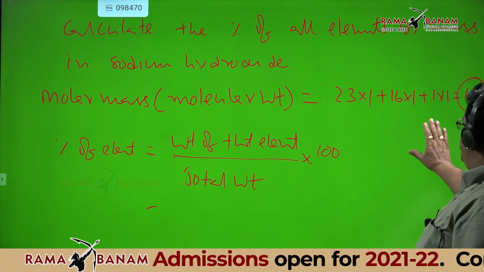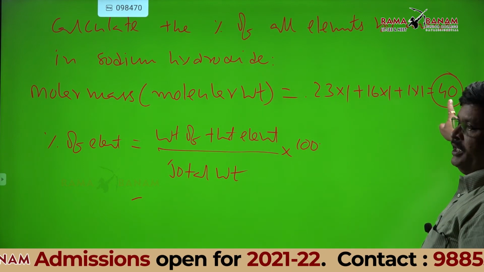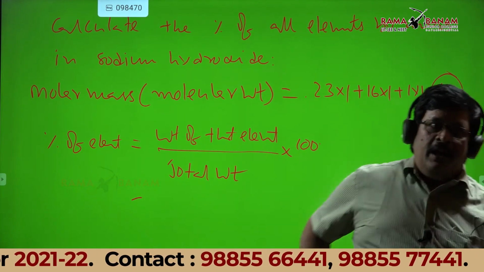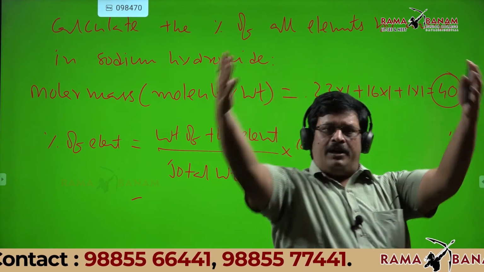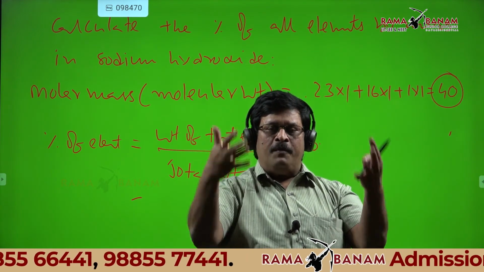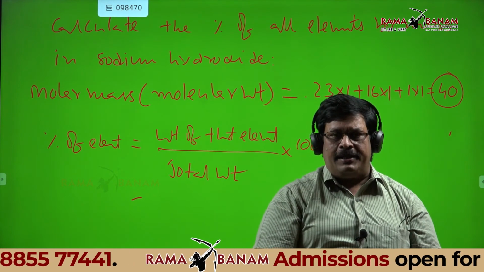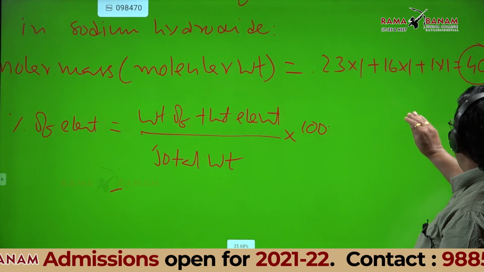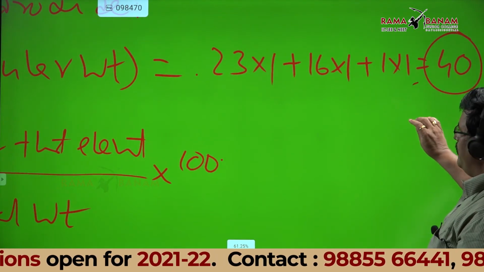This is the total weight here. Listen to me, students. This is the total weight. In that 40 grams of that compound, if you want to calculate the percentage of sodium, what is the weight of sodium out of this 40? 23.